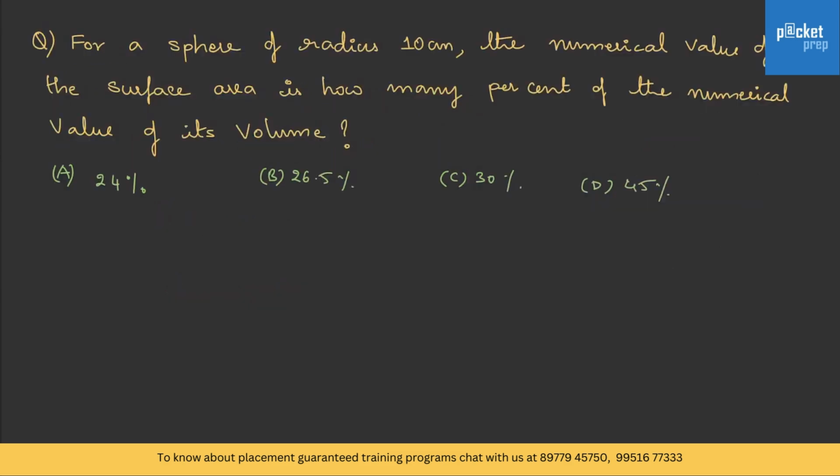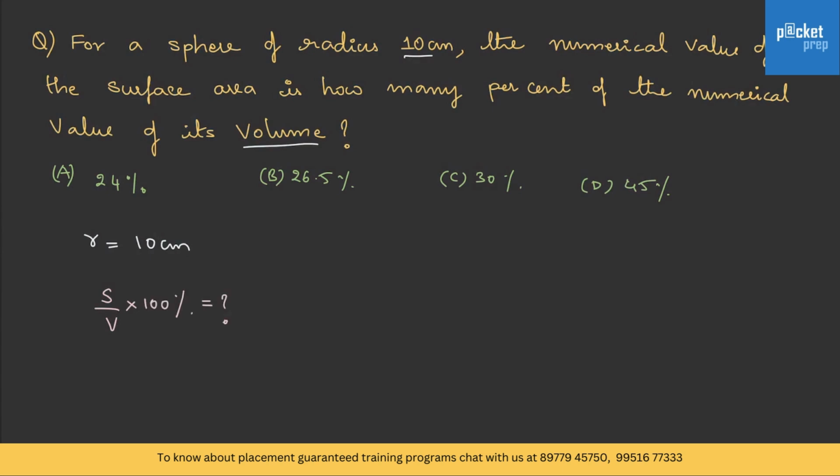For a sphere of radius 10 centimeter, the numerical value of the surface area is how many percent of the numerical value of its volume? So they are asking us the ratio between the surface area to volume in percentage. So for this, let me write the given data. The radius is given as 10 centimeter and we are supposed to find surface area to volume ratio and in percentage. This is the unknown quantity.